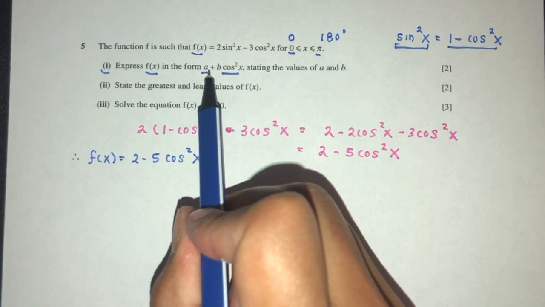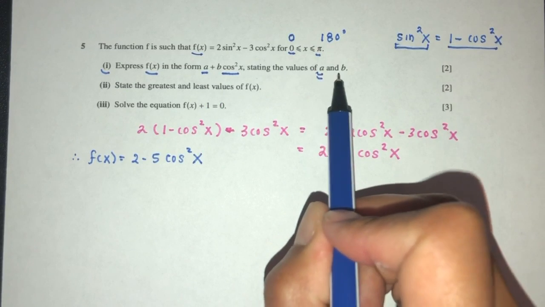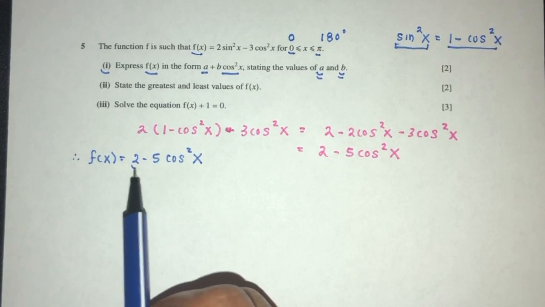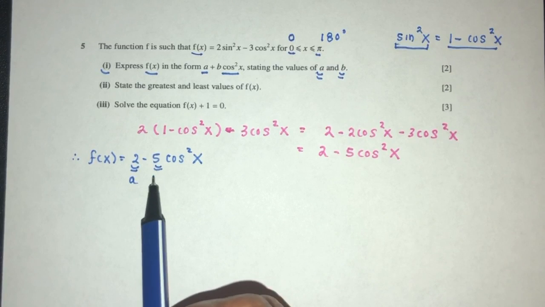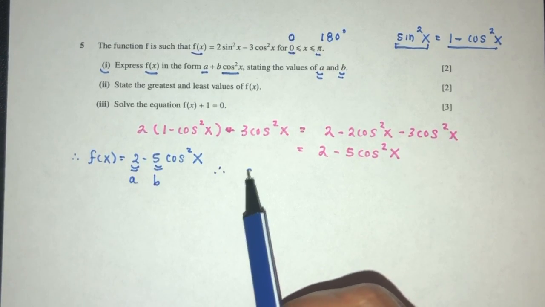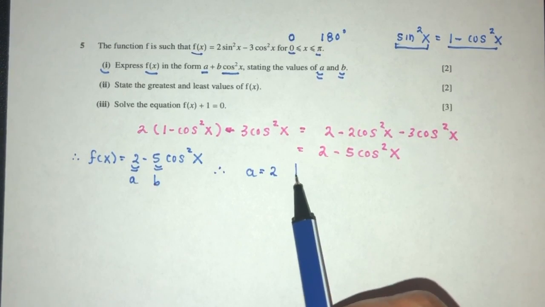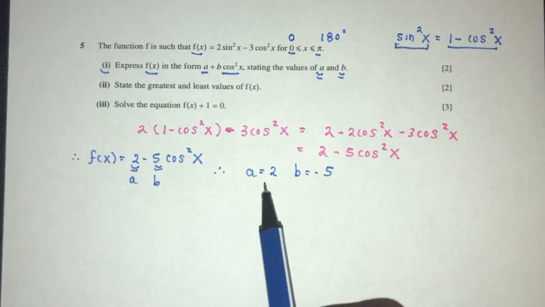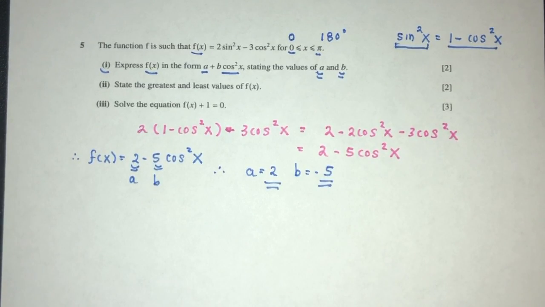As you can see in this form, where a and b we need to find by comparing. This is a and this is b. So now we have to state the value. a will be the value of 2 and b will be the value of -5. That is part 1 of your question.